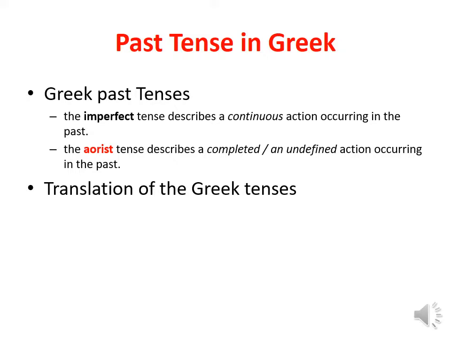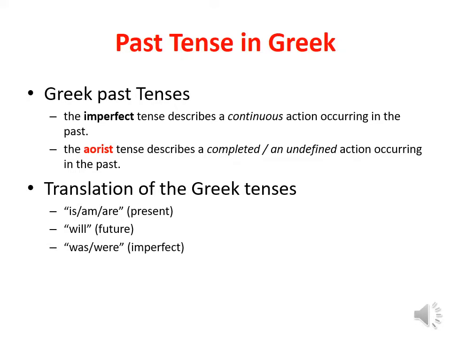Let's review translation of each of the Greek tenses. A Greek present tense will be translated into English using the helping verb is or am or are. So I am, you are, he, she, it is. A Greek future will be translated in English using the helping verb will. A Greek imperfect will be translated using was or were. And the Greek aorist will be translated using the suffix ed or by using the irregular past form, as in eat to ate.